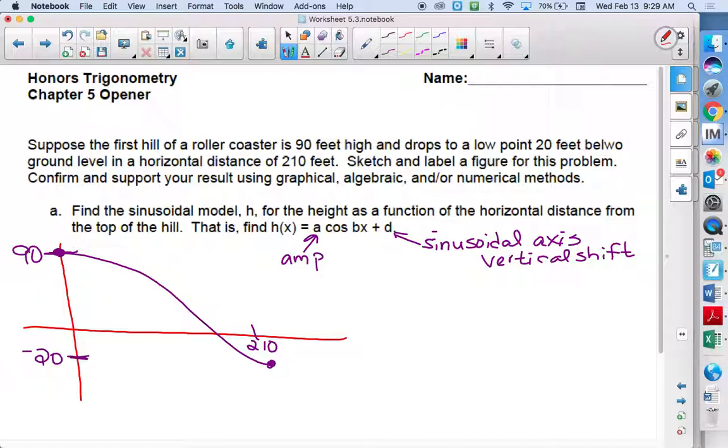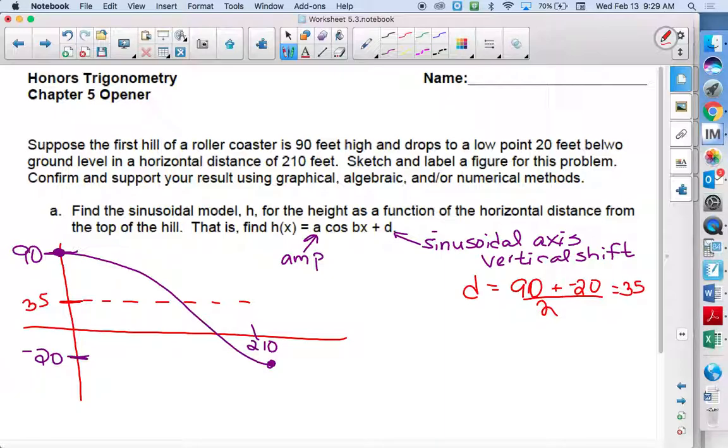The sinusoidal axis is the vertical shift from 0, or in other words, it's the middle of the graph. So where would the middle be between 90 and negative 20? Jake? 35. How'd you get that? I added the two together, so 90 minus 20 is 70 and divided by 2. Okay, so he combined those: 90 plus a negative 20 divided by 2, and you get 35. So the middle of the graph, halfway in between, is the sinusoidal axis.